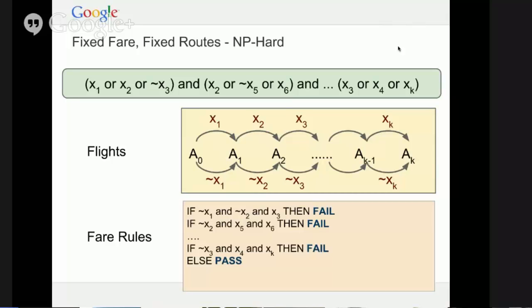What does that tell me? It tells me that the set of flights that I can use subject to these fare rules is essentially a solution, a truth value assignment to x1, x2, x3, and so on to xk, which satisfies the expression above. And we know that satisfying an arbitrary expression like this is known to be NP-hard. Therefore, even the simplified instance of the problem is NP-hard.